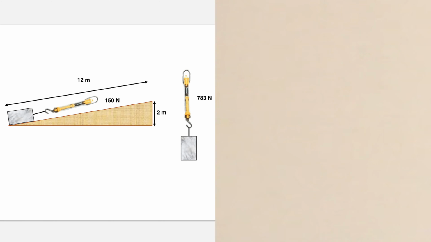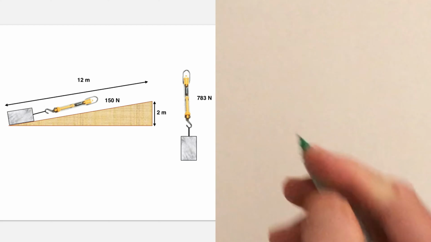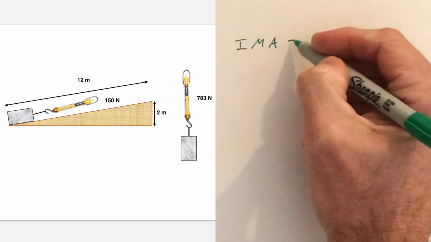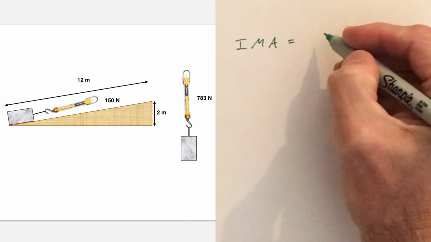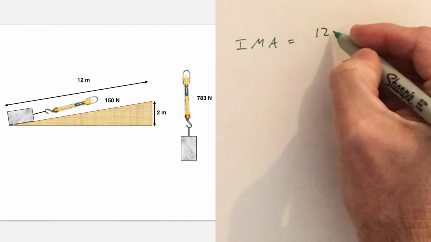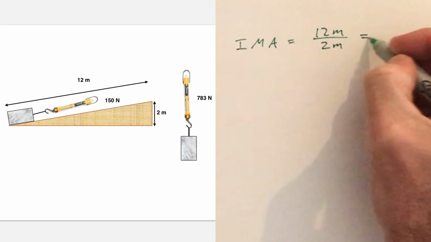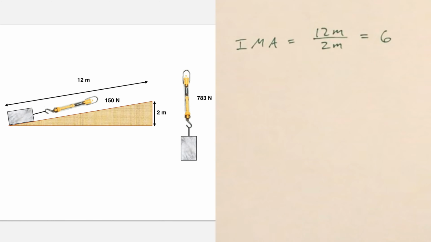For our first example of calculating efficiency, let's look at a ramp, more formally known as an inclined plane. We can find the ideal mechanical advantage simply by saying we are going to push it up 12 meters of ramp to lift it a height of 2 meters, which is a mechanical advantage of 6.